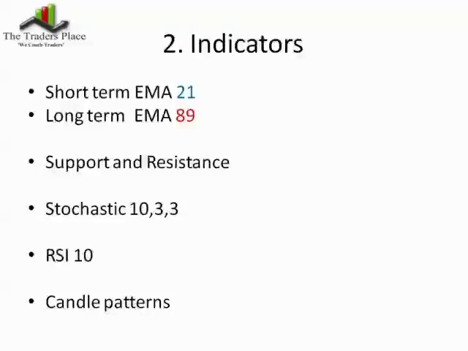Okay, let's get into the nitty-gritty of it. My favorite moving averages are the 21 and the 89 EMA. I'm going to be using support and resistance as part of the system. I then apply a stochastic, 10-period, with a 3 smoothing and a 3 moving average. I apply the RSI 10-period, and I also use candle patterns to determine the triggers.